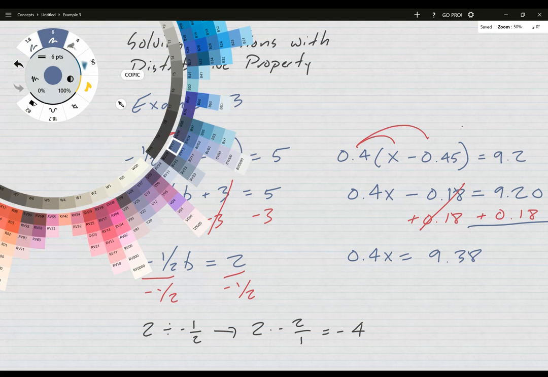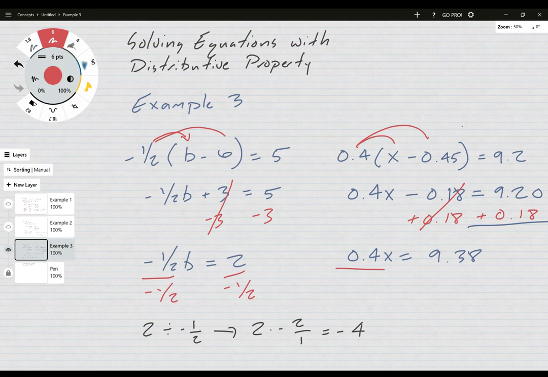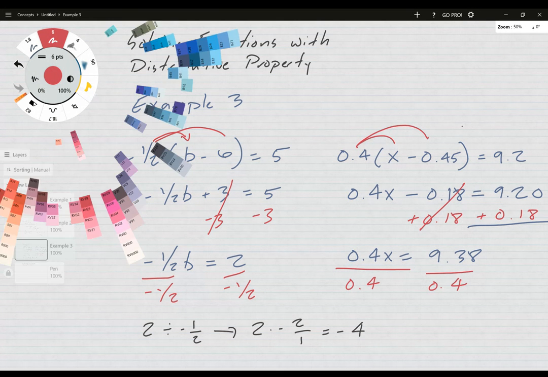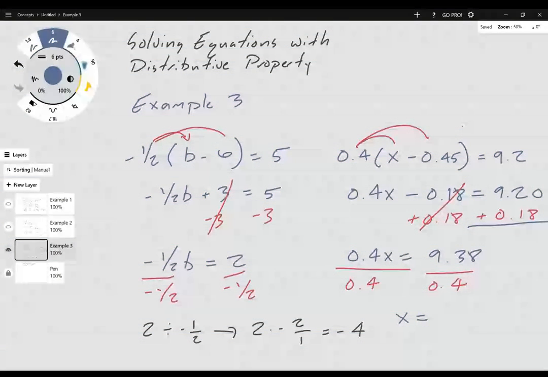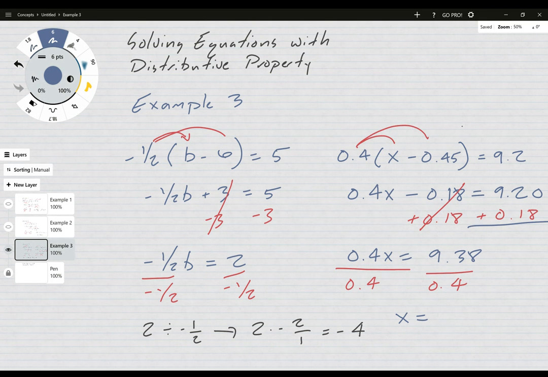Now I'm just using another inverse operation, multiplication, which is division. So I'm going to divide by 4/10 on each side. That equals 1, so all I have left is x. So this becomes 9.38 divided by 4/10, and that's going to give me 23.45. Be careful when you're typing this into the calculator. You do 9.38 first, divided by 0.4. And that would give you 23 and 45 hundredths.